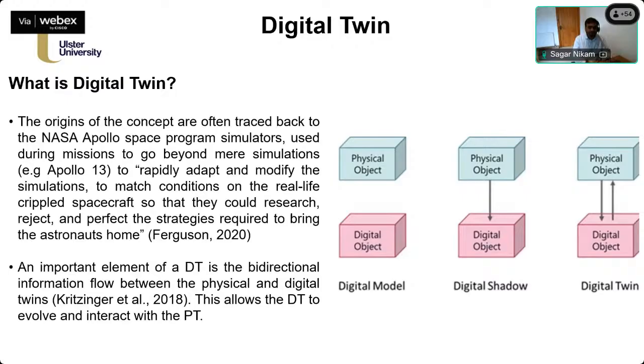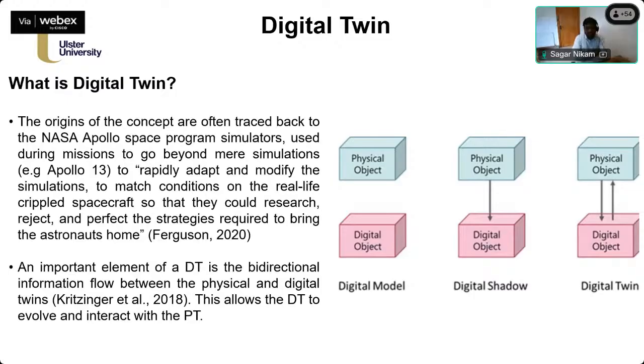For example, if you design a CAD model of a lathe machine, and you have a physical lathe machine in your workshop, it can just look alike, but when it comes to sharing information between the physical and digital object, that's not possible. So that is usually categorized as a digital model. It's just a look-alike model of your physical world, but does not have any interconnection.